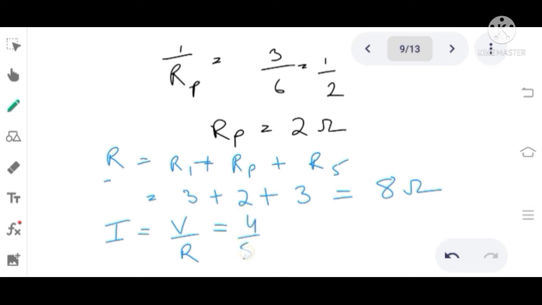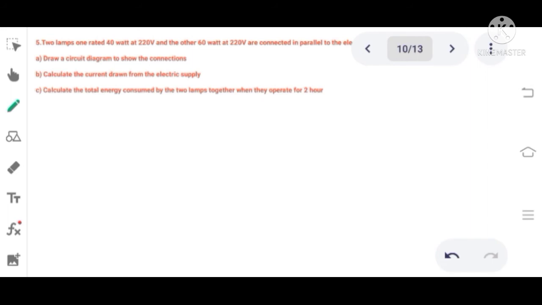V is 4, R is 8, which we just found out, so I is 0.5. 1 by 2, 0.5 amperes. So your final answer is 0.5 amperes.